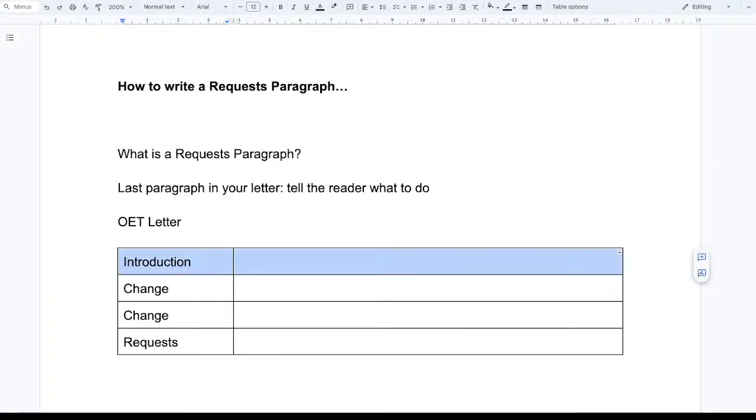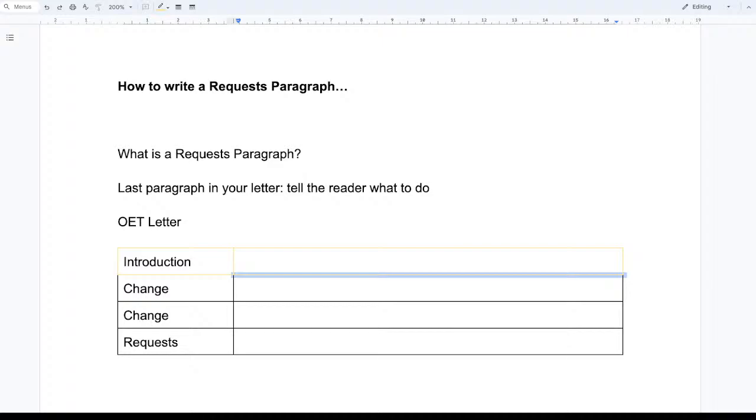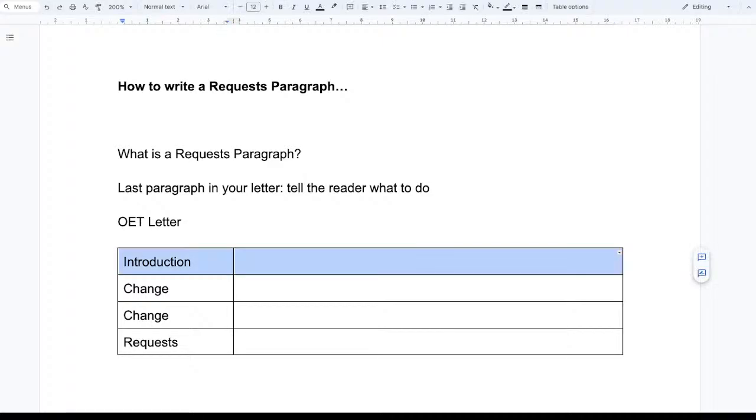You're always going to do this. That's what I tell my students. Almost always. I mean, 100% you will always write the introduction paragraph. 100%. Same with the requests. So we're going to tell the reader what to do. Fantastic. So far, so good.